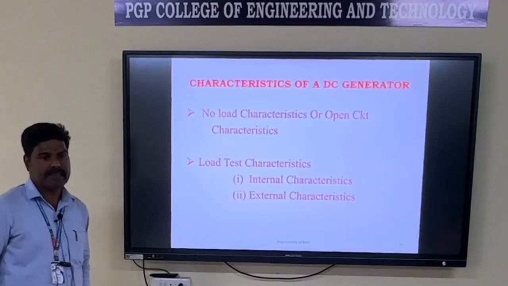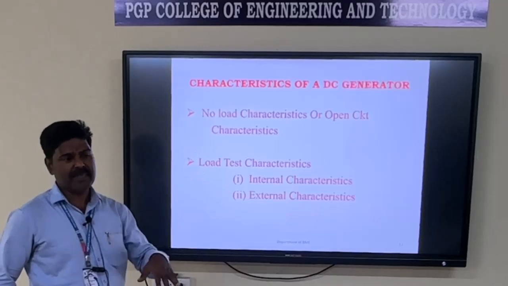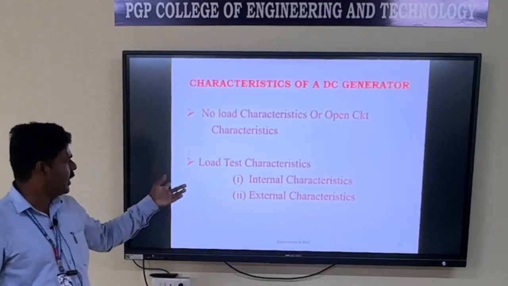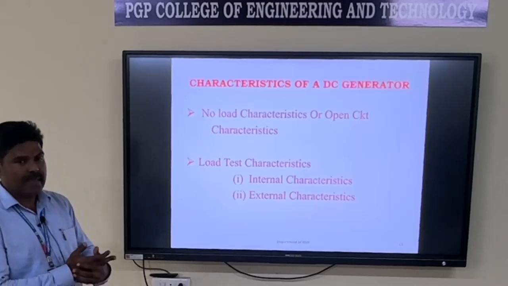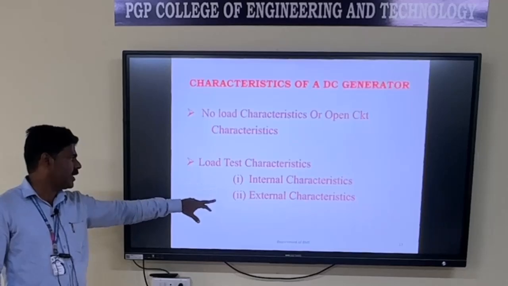Next one is characteristics of a DC generator. Here the two characteristics, that is no load characteristics or open circuit characteristics, or another name is magnetization characteristics. The second one is load test characteristics. Here this load test characteristics is classified into two types, that is internal characteristics and external characteristics.